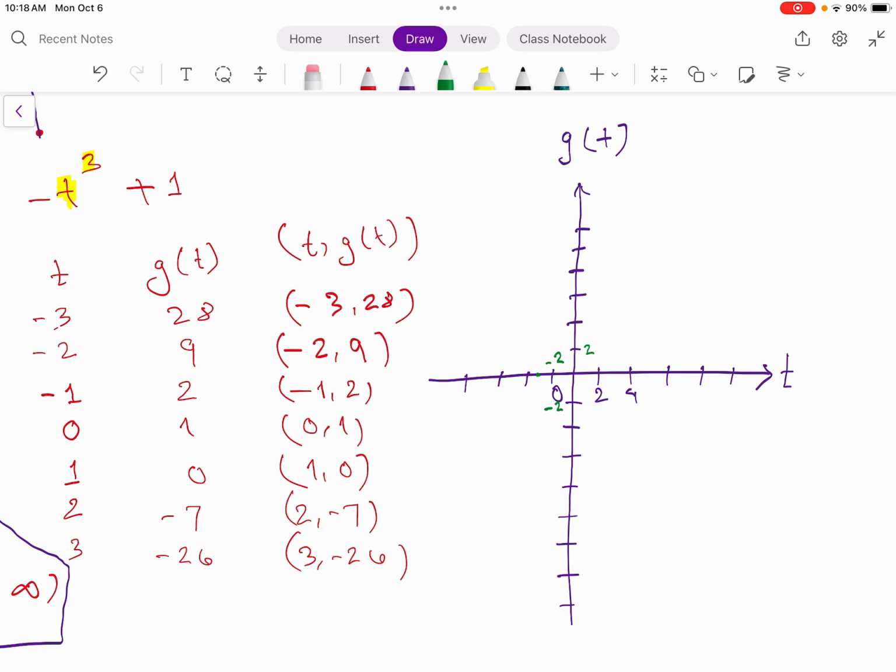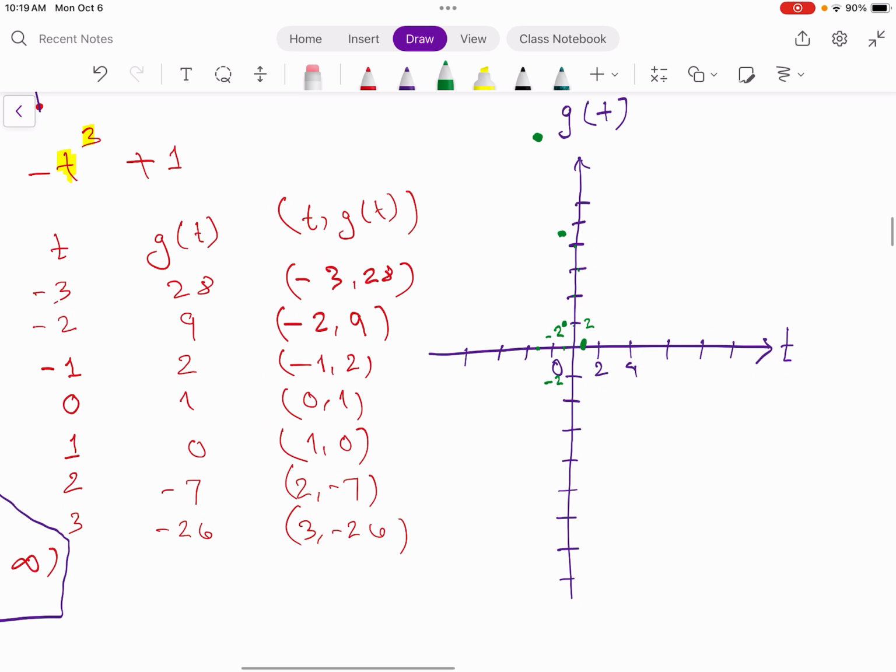Okay, so let me take somewhere here. Okay, so this is negative 3, 28, negative 2, positive 9. Okay, this is 2, 4, 6, 8, 9 is here. So negative 2, positive 9 is here. Negative 1, 2. So negative 1 is here, 2 is here. 0, 1. So 0, 1 is here.